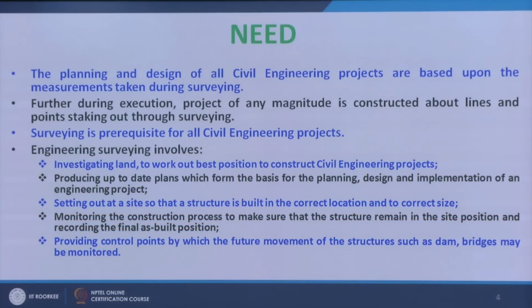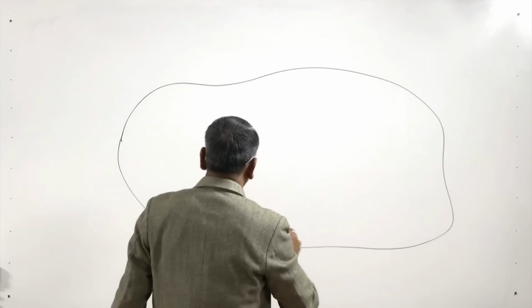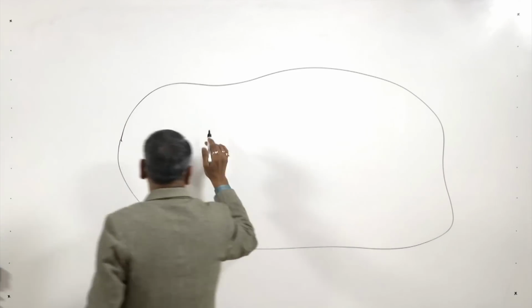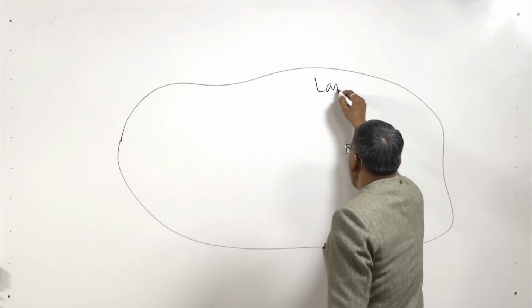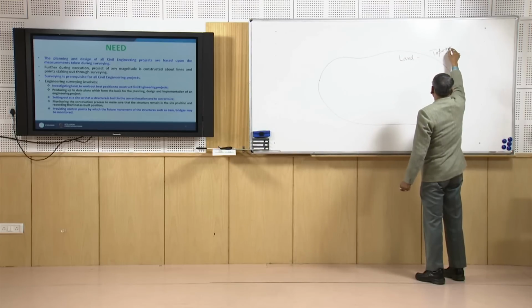So in engineering surveying work, especially civil engineering, that is called engineering survey. First we investigate the land to work out the best position to construct the civil engineering projects. Suppose there is a big area. First we need to know the condition of this land, and we call it the topography. We need to know it.